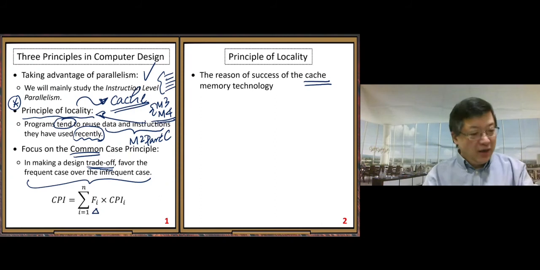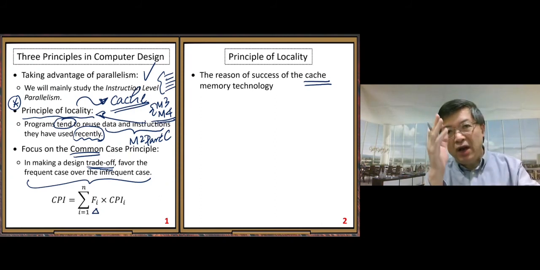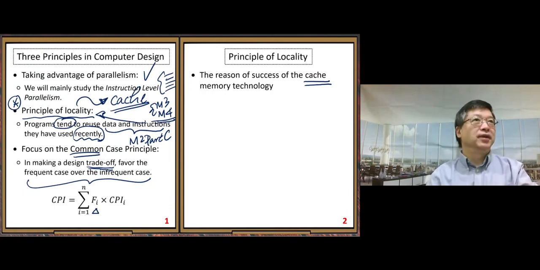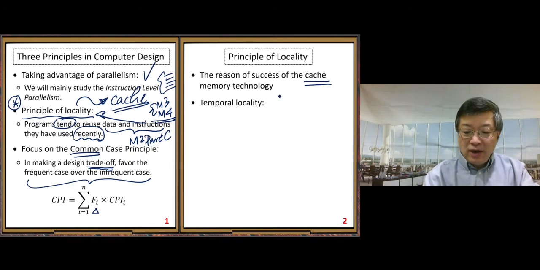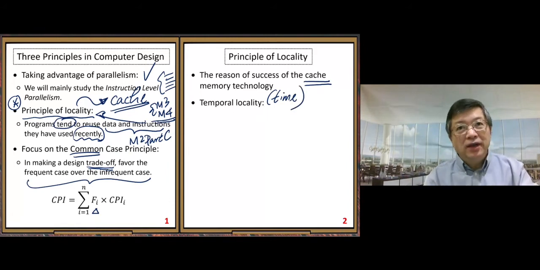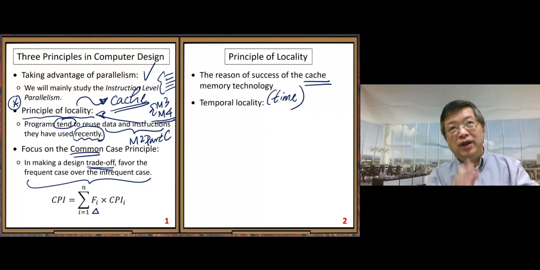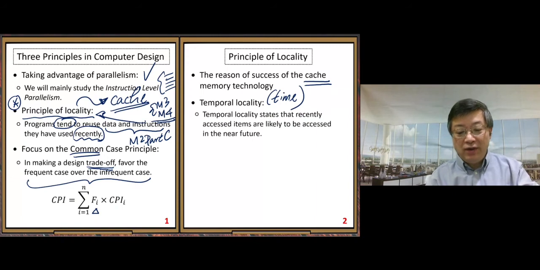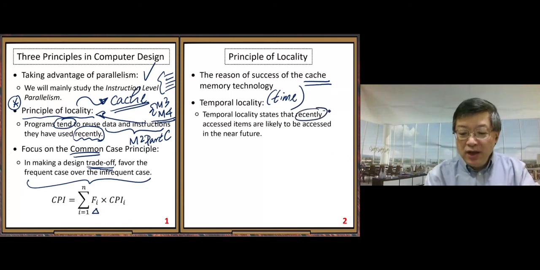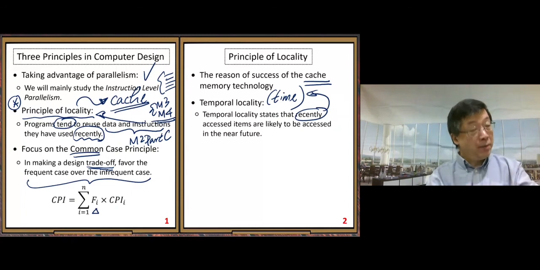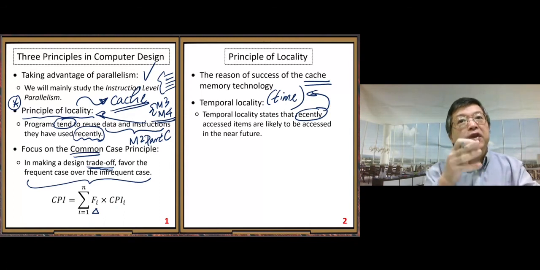Here I'd like to discuss two different types of locality. The first type is called temporal locality, based on time. That's the one we saw in the previous half slide. Temporal locality states that recently accessed items, and recently refers to time, it happens recently, based on time access. Recently accessed items are likely to be accessed in the near future.